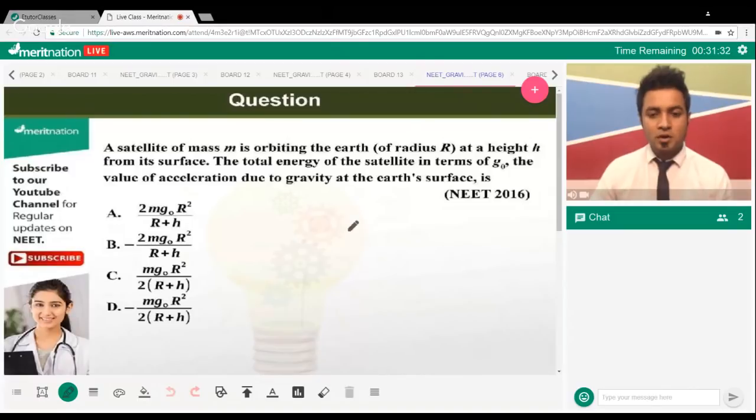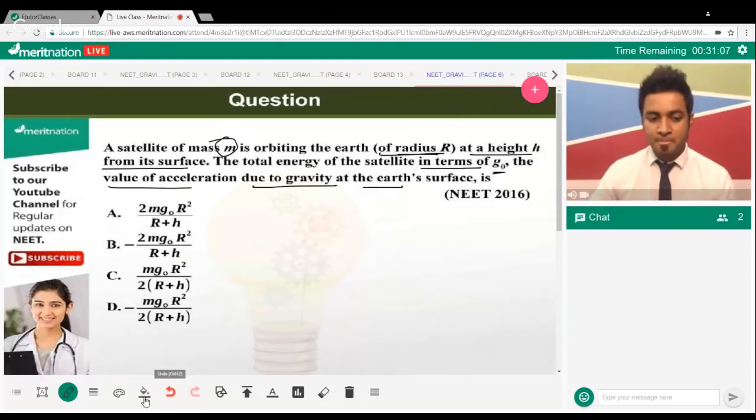Fine. So another question, guys, I'm going to take up this last question here, and then we'll wind it up. So we have a satellite having a mass m, and it is orbiting the earth of radius r, and at a height h from its surface. The total energy of the satellite in terms of g naught, the value of the acceleration due to gravity at earth's surface, is, okay.